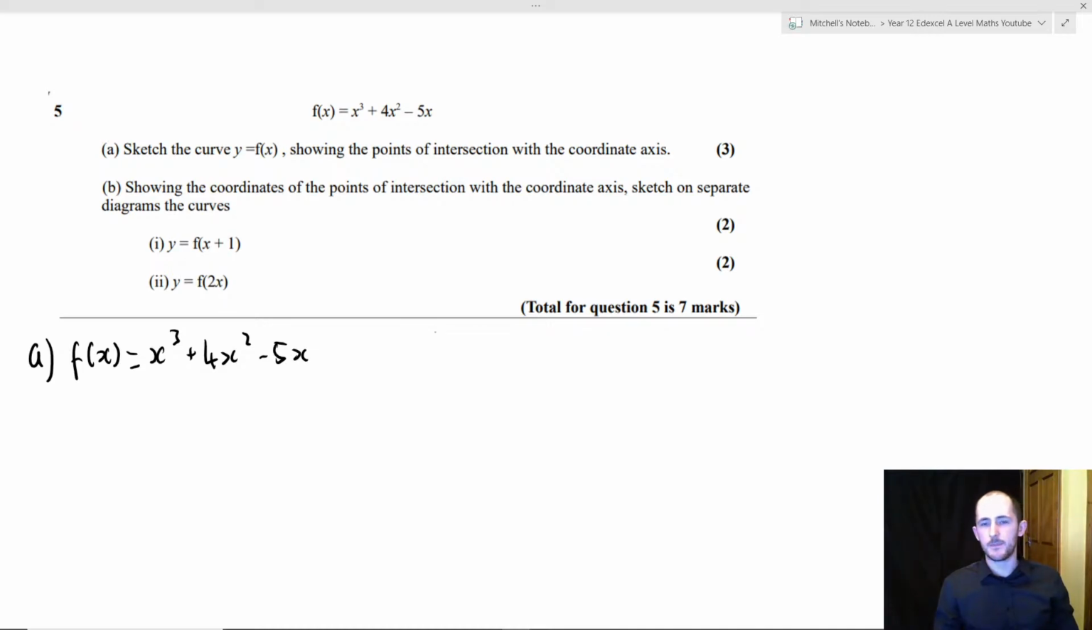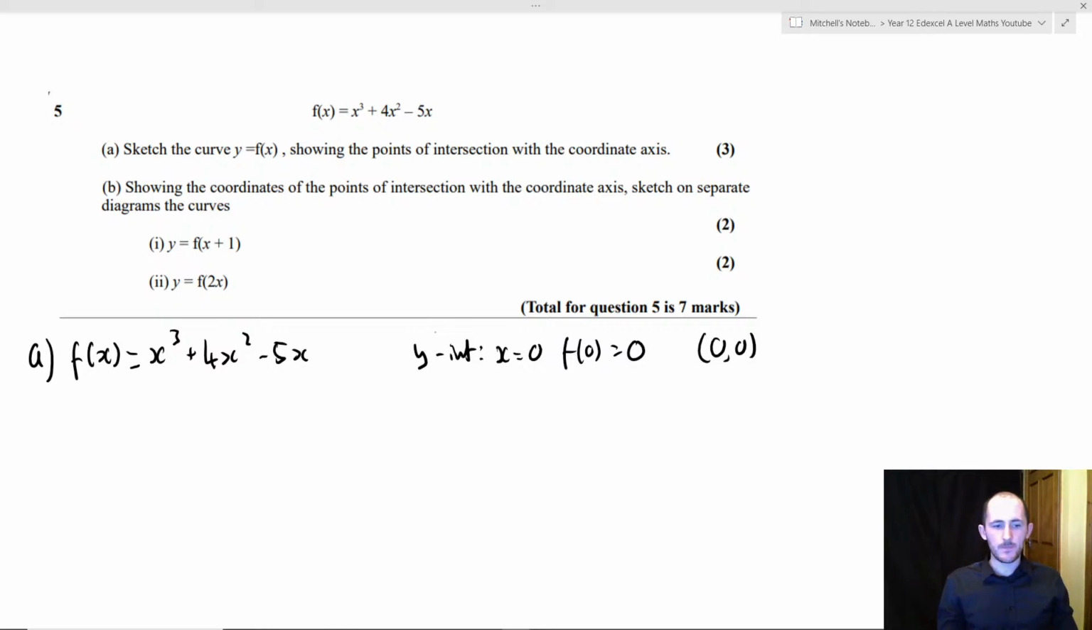Minus 5x, okay? And we need to sketch this curve showing the points of intersection with the coordinate axis. So I can already tell you we need to factorize this, but remember what we need. We need the x and y intercepts. The y intercepts generally are far easier to work out. You just need to sub in x equals 0. So what we have is f of 0. And if you notice, there's x in every single one of these terms. So f of 0 is 0. So our y-intercept is 0, 0.